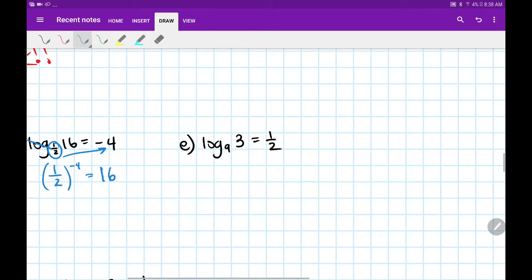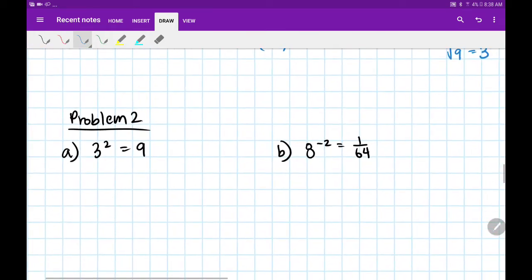Let's do E. Cross out the log. So my base is 9 to the power of 1/2 equals 3. Remember, 1/2 just means the square root. So this would be equivalent. All right, let's do problem 2 now.